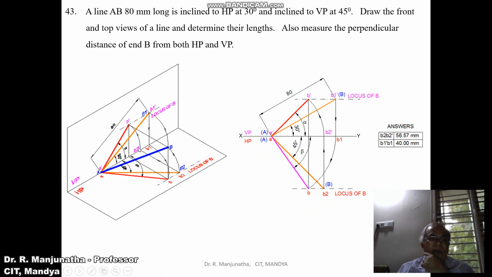If the front view line is parallel, its corresponding top view will be in true length. So you have capital A and capital B2. Now, due to the presence of the true length in the front view, which is here, with A dash as center, taking the radius of A dash B2 dash, you draw an arc such that it cuts the locus of B in the front view here, and then join A dash B dash with a dark line, and you give the notation for the apparent inclination with respect to HP as alpha.